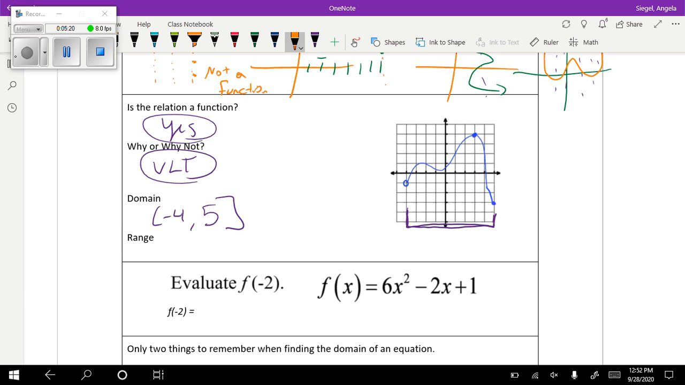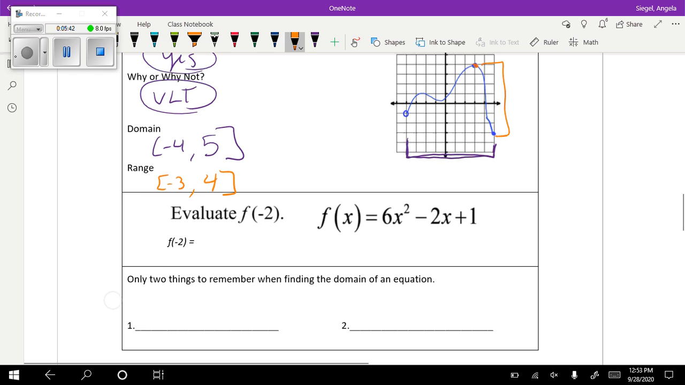Now I'm going to do the range. And so I'm going to look at it this way. So from that perspective, how low does it go? How high does it go? So it goes down to -3, and that's going to be a bracket. And it goes up to right here, which is 4. And again, that's going to be a bracket.